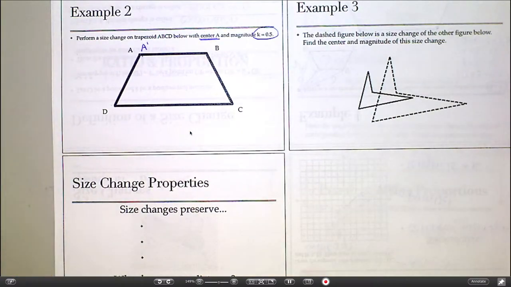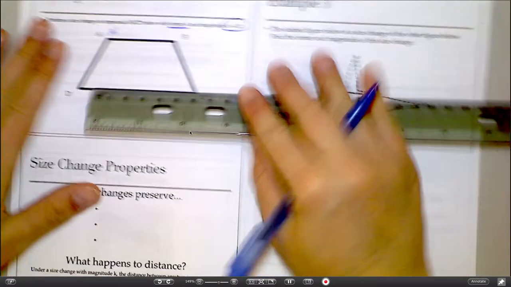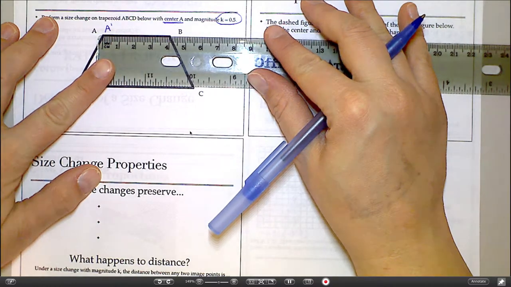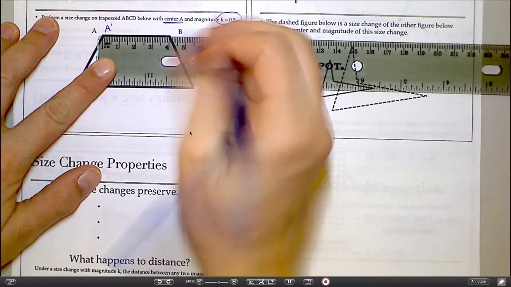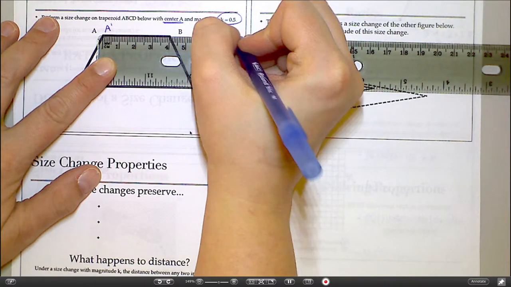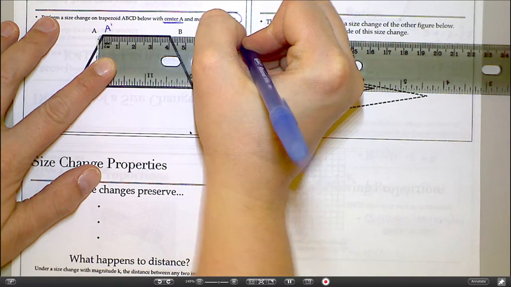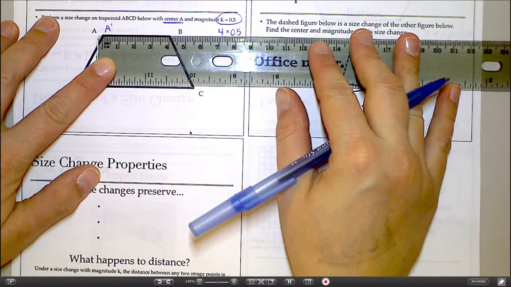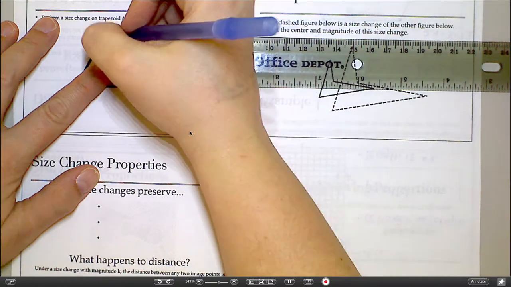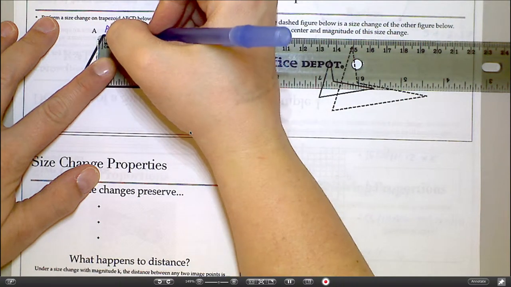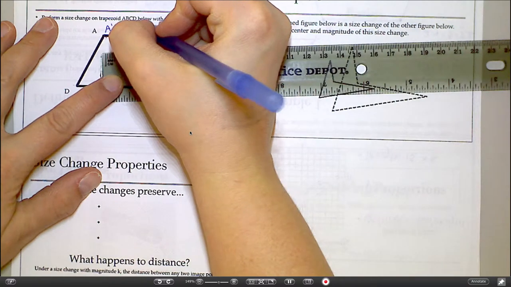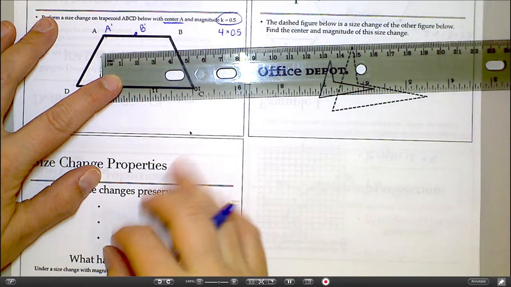And so now I'm going to measure the distance from A to B. So from A to B is 4 centimeters. Okay. So I'm going to do 4 times 0.5, which is 2. So then, staying right along that same line, I'm going to go 2 centimeters from A and put a dot, and that's going to be my new point B. Does that make sense?